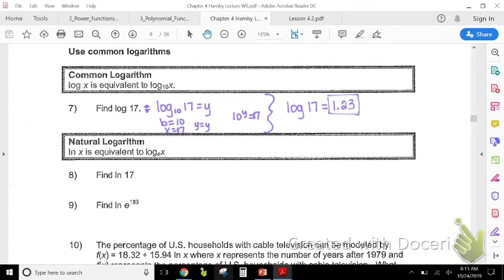So look at 8. It says find the natural log of 17. Do you see your natural log button on your calculator? So what is the natural log of 17 approximately?